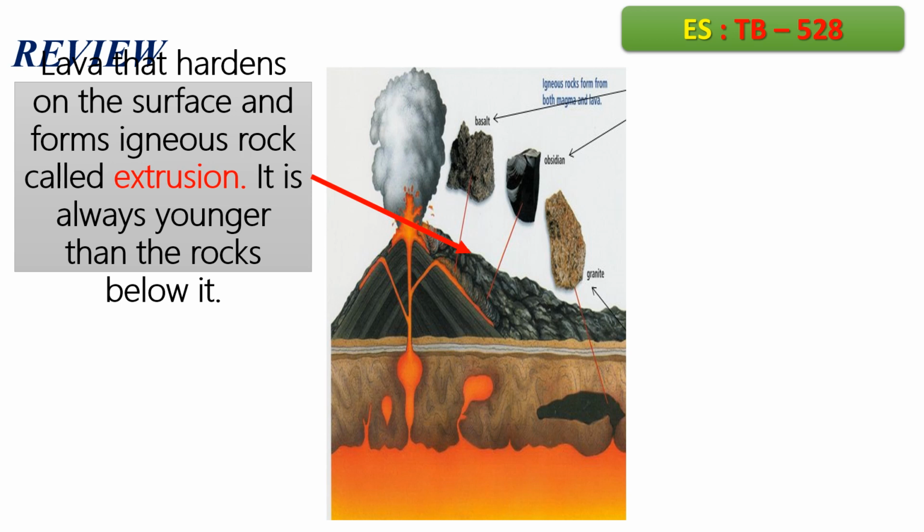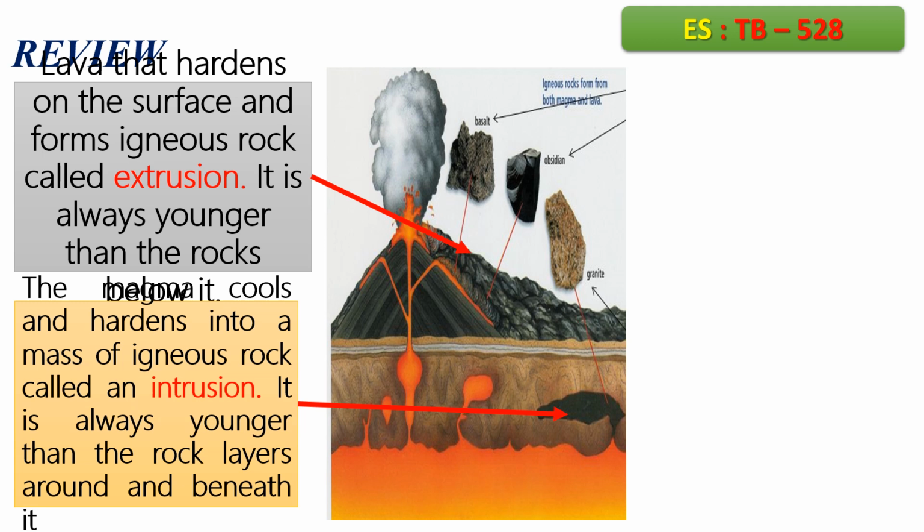Look at the bottom of the diagram. You can see a black color. That patch is called the intrusion. How are intrusive layers formed? The magma cools and hardens into a mass of igneous rock called an intrusion. It is always younger than the rock layers around and beneath it.